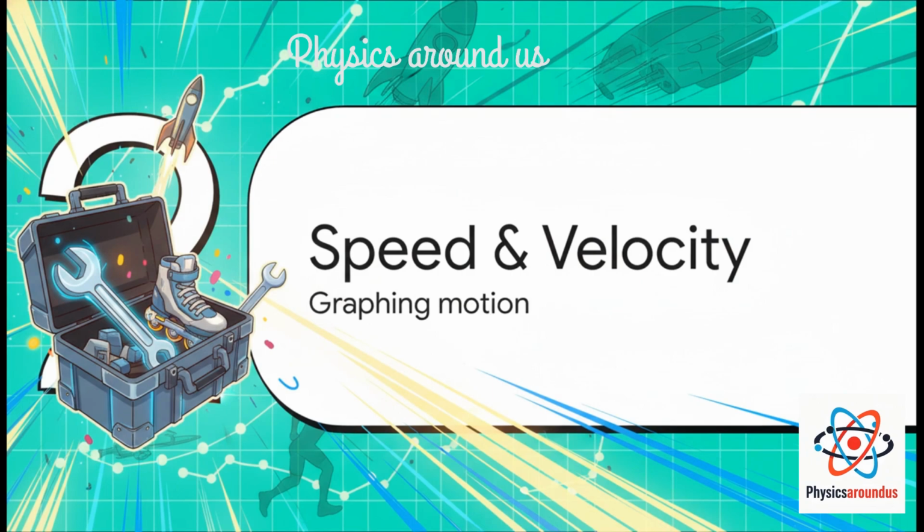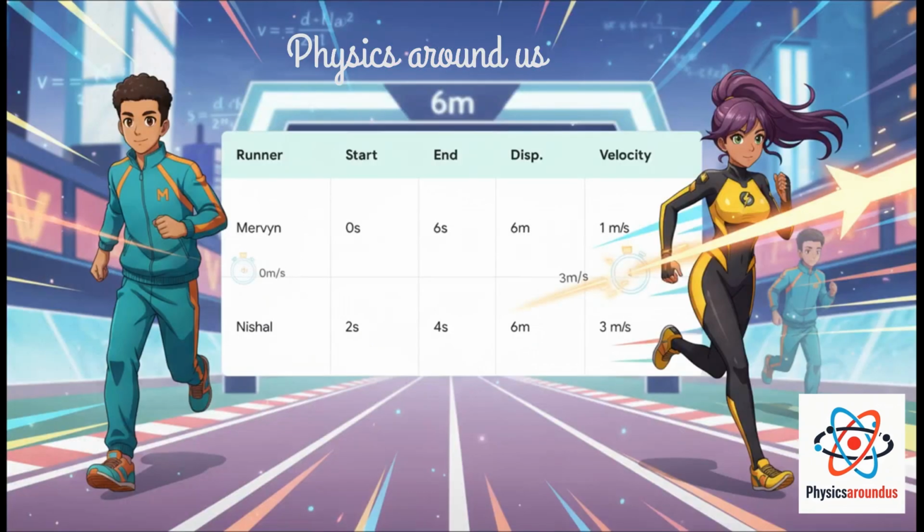Moving into Section 2, speed, velocity, and graphs. Let's see what this motion actually looks like. Take a look at these race stats between two friends, Mervin and Nishal. They both ran a 6-meter displacement. Now Mervin started at 0 seconds and finished at 6 seconds, which means he traveled 1 meter every second. So his velocity? 1 meter per second. But Nishal? She wasn't even at the starting line at 0. She started 2 seconds late, but crossed that finish line at exactly 4 seconds, meaning she covered that exact same 6-meter displacement in just 2 seconds. That gives her a velocity of 3 meters per second. She clearly wins the race.